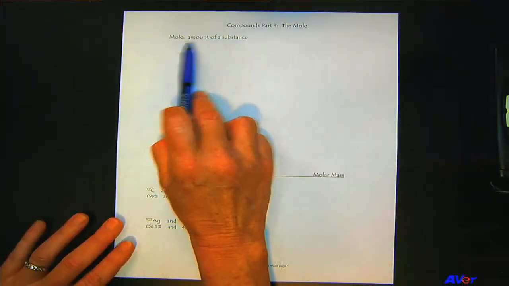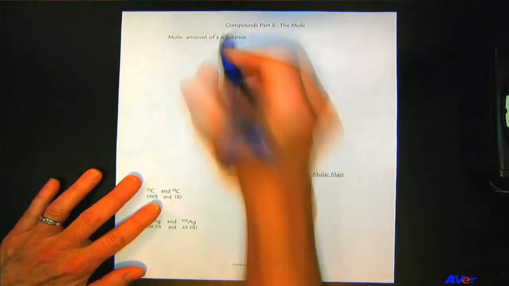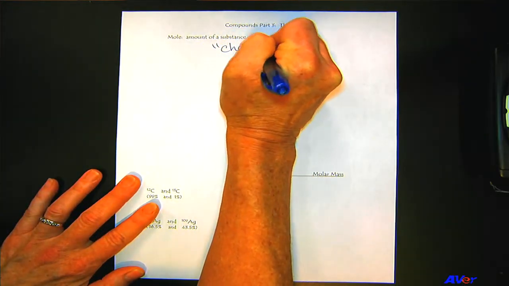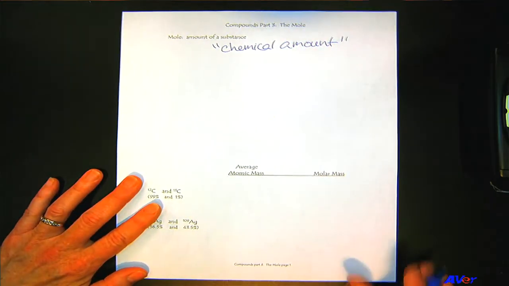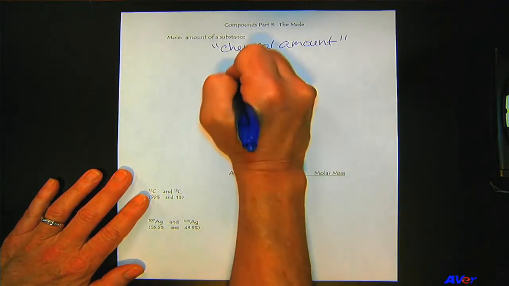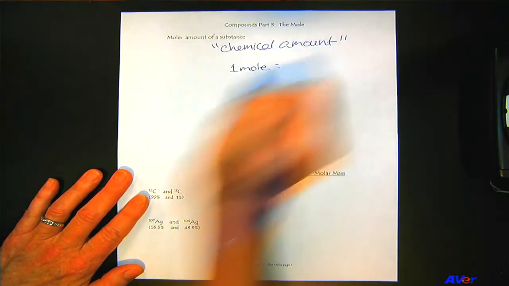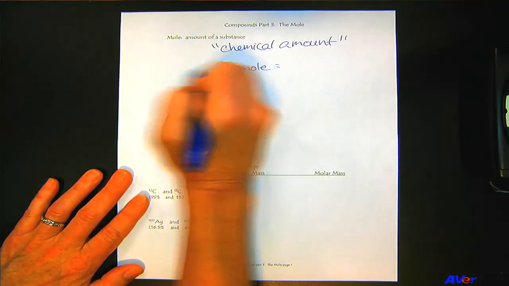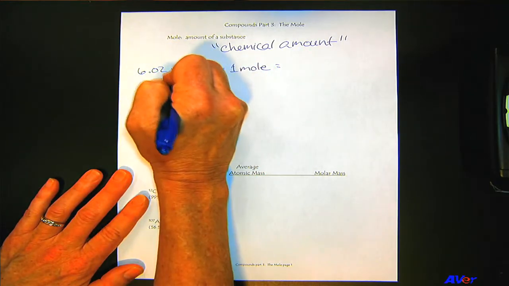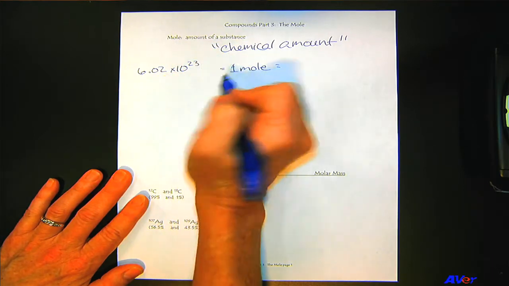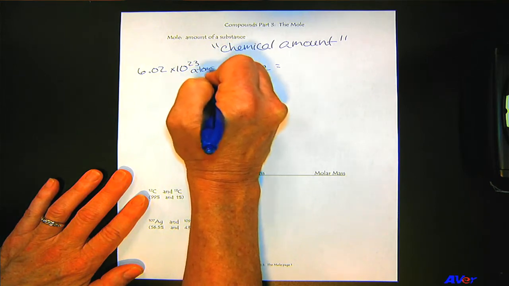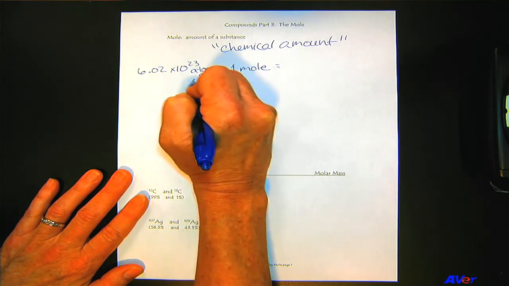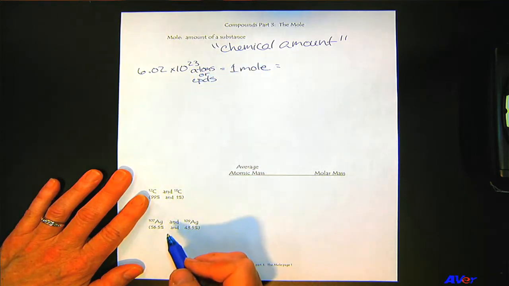Let's get started. Okay, so the mole is the amount of a substance, and some people even think that we should call it the chemical amount, because it's near and dear to a chemist's heart. Why is that? Well, here's the mole. The mole can be as simple as saying 6.02 times 10 to the 23rd items. Atoms, elements, compounds, anything. Atoms or compounds. We'll just stay there.